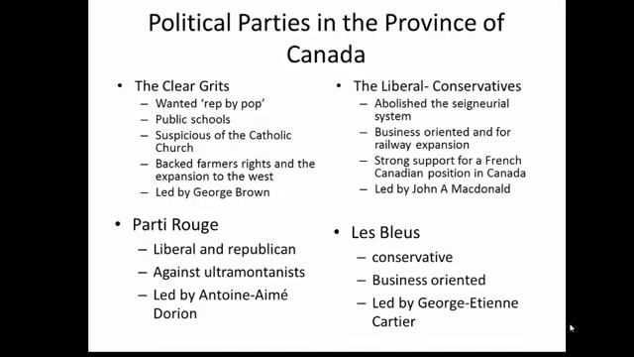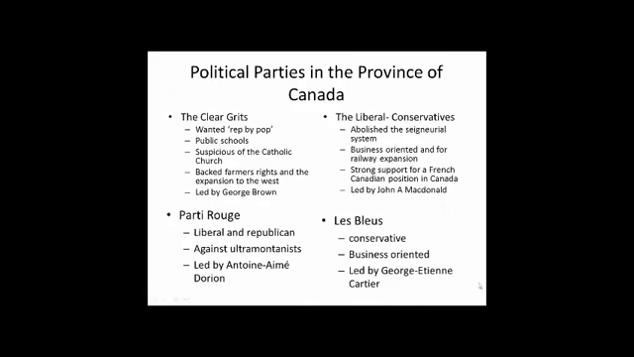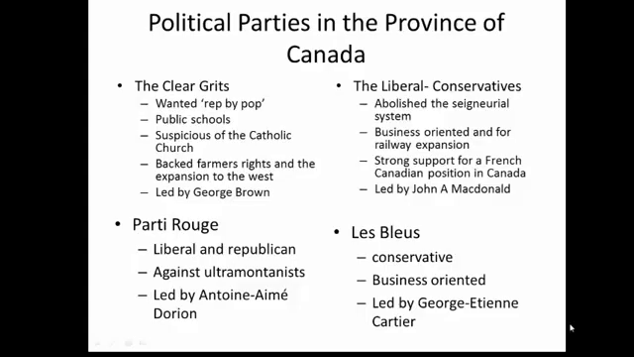However, after many years of failed governments, John A. Macdonald and George Brown came together to form the Great Coalition in 1864. This was uniting the Clear Grits, the Liberal Conservatives, and Les Bleus. And what they wanted was to have a federal union, which would have meant a strong central government and powers for provinces in a new country.